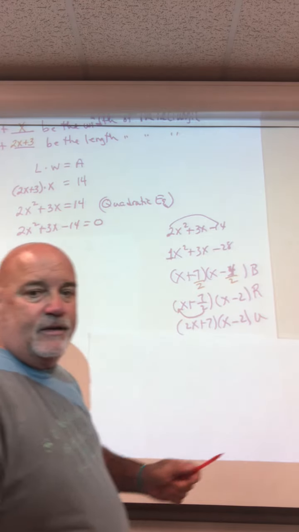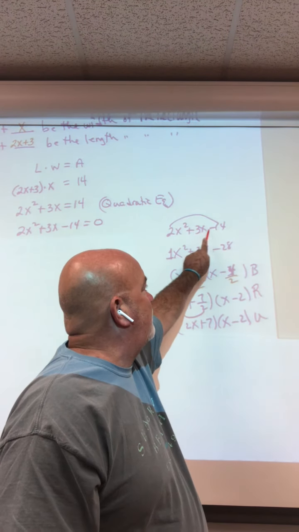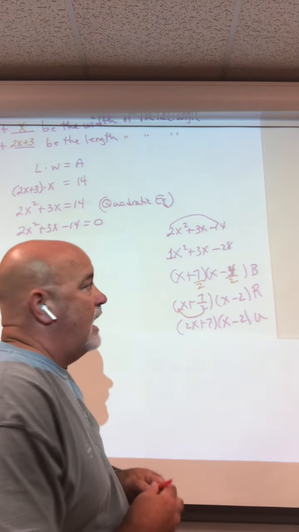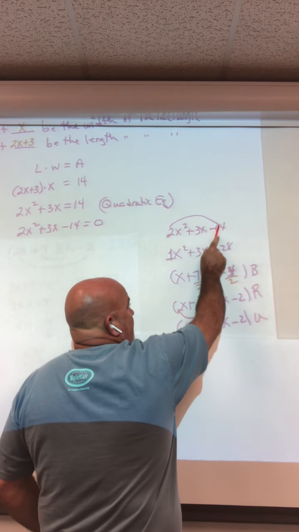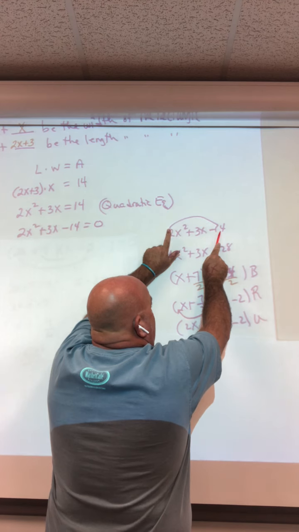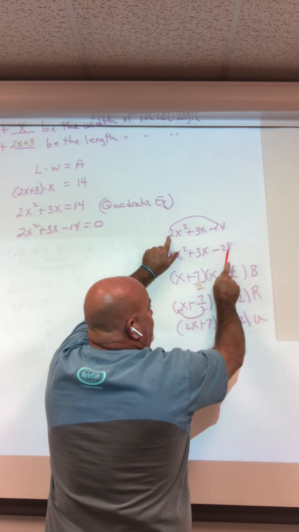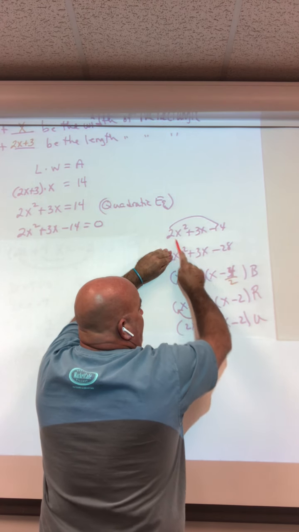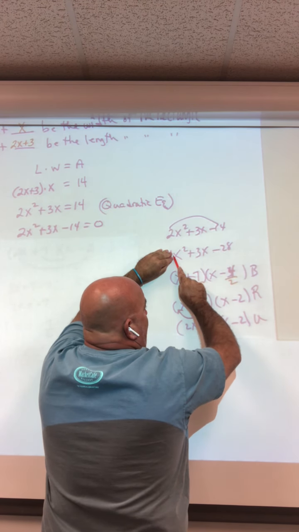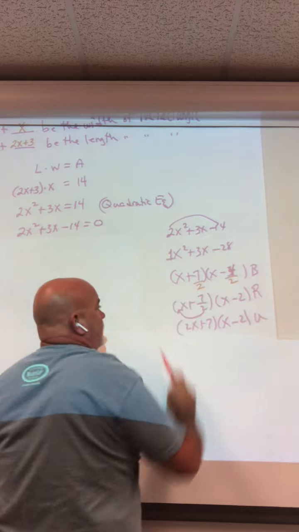So what I'm about to do is factor this 2x squared plus 3x minus 14. How does the BRUE method work? You take the number on the front and multiply it by the number that's on the end. So 2 times 14 is 28. Bring the x squared down and bring the 3x down. Now what's in front of this is a 1.